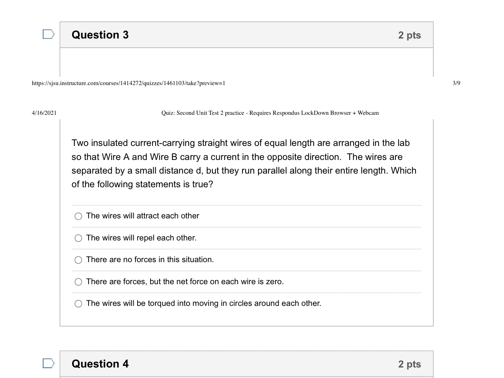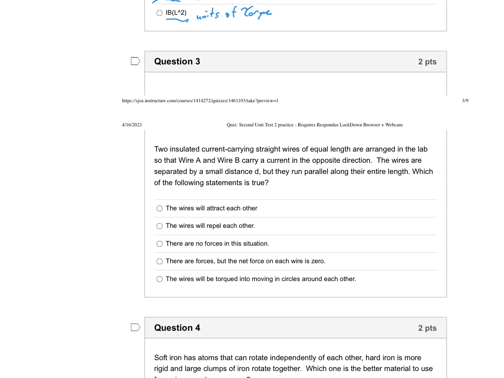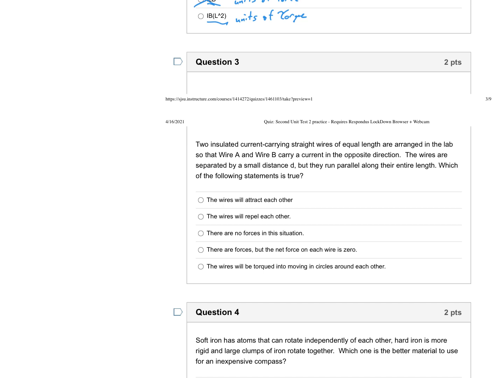Question 3. 2 insulated current-carrying straight wires of equal length are arranged in the lab so that wire A and wire B carry current in the opposite direction. So it's the current of A, and the current of B is in the opposite direction. The wires are separated by a distance d, but they run parallel along their entire length. Which of the following statements is true?